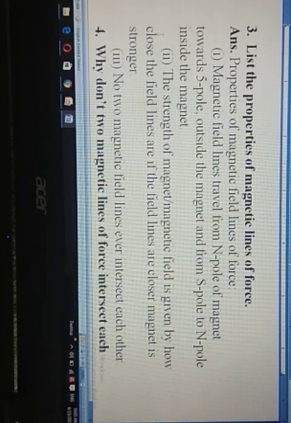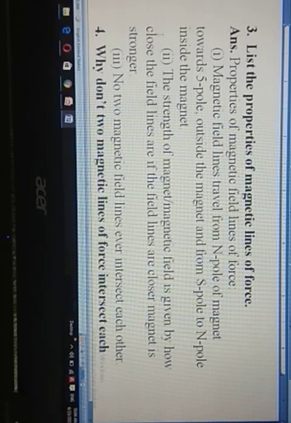Question number 3: list the properties of magnetic field lines of force. The properties are: number 1, magnetic field lines travel from the north pole of a magnet towards the south pole outside the magnet, and from south pole to north pole inside the magnet. Number 2, the strength of the magnetic field is given by how close the field lines are. If they are very close, then the magnet is very strong. Number 3, no two magnetic field lines ever intersect each other.